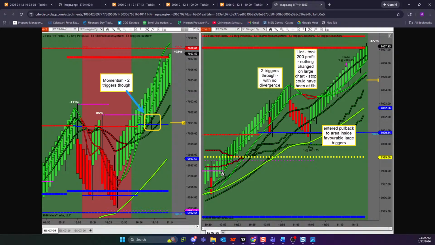Momentum, 2 triggers through, no divergence, perfect entry, 2 lot, 200 profit, nothing changed on the large chart. Stop would have been at the fib. Where the market is likely to go. Jen, it's absolutely beautiful. Absolutely beautiful. It's nice to have you posting in the room again.